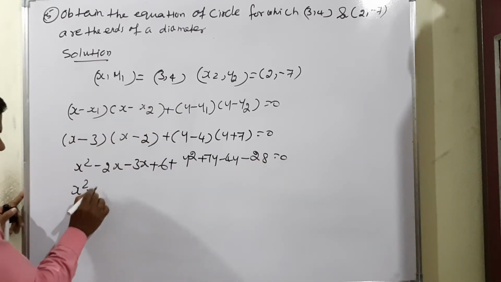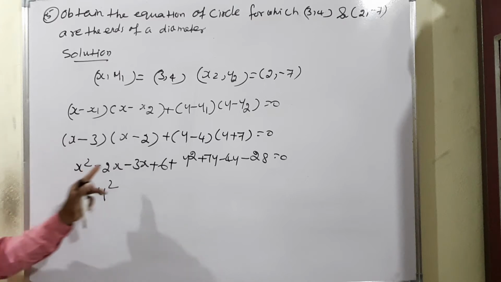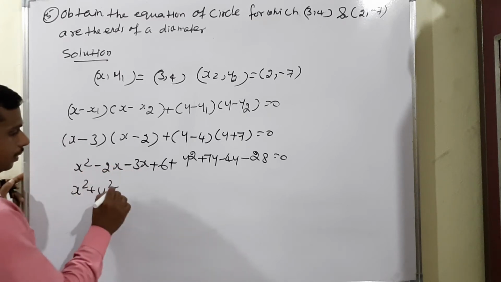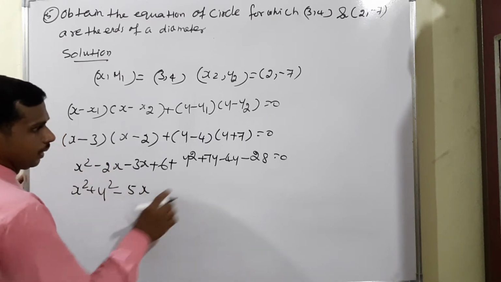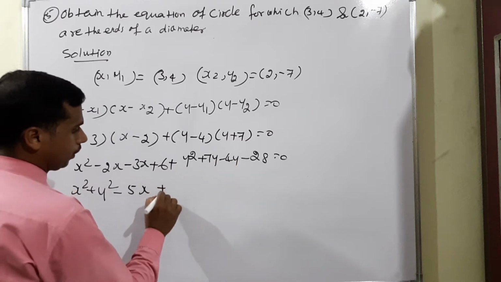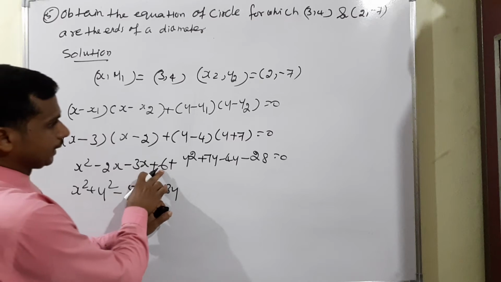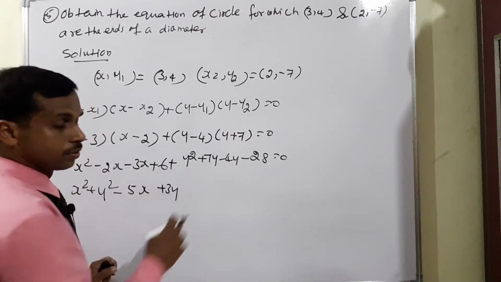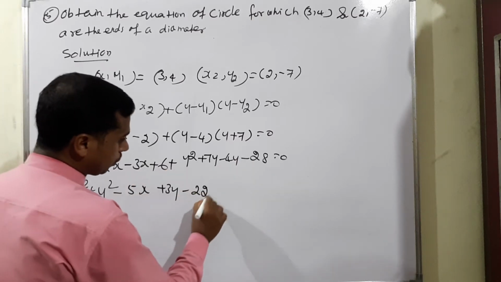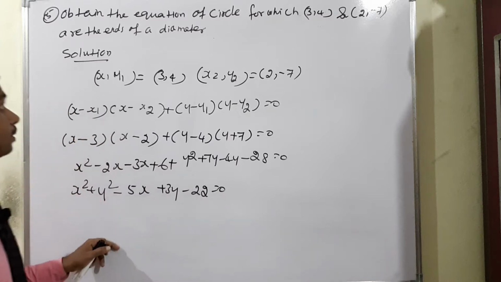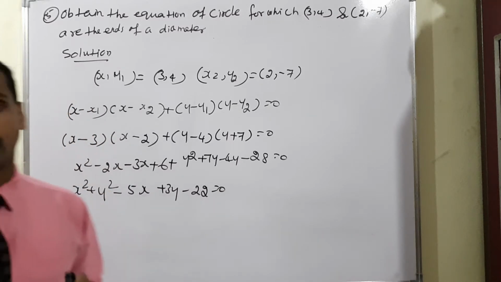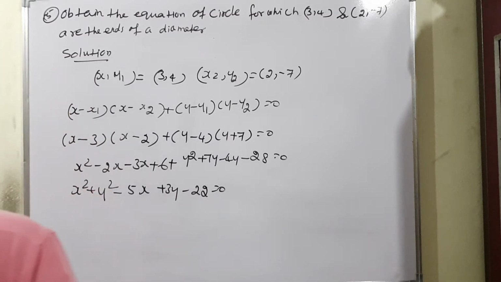So order wise x square plus y square, then coefficient of x minus 2x minus 3x means minus 5x, plus 7y minus 4y means plus 3y, then constant plus 6 minus 28. So we can write now minus 22 is equal to 0. This is answer for question number 5. I will continue the next question.